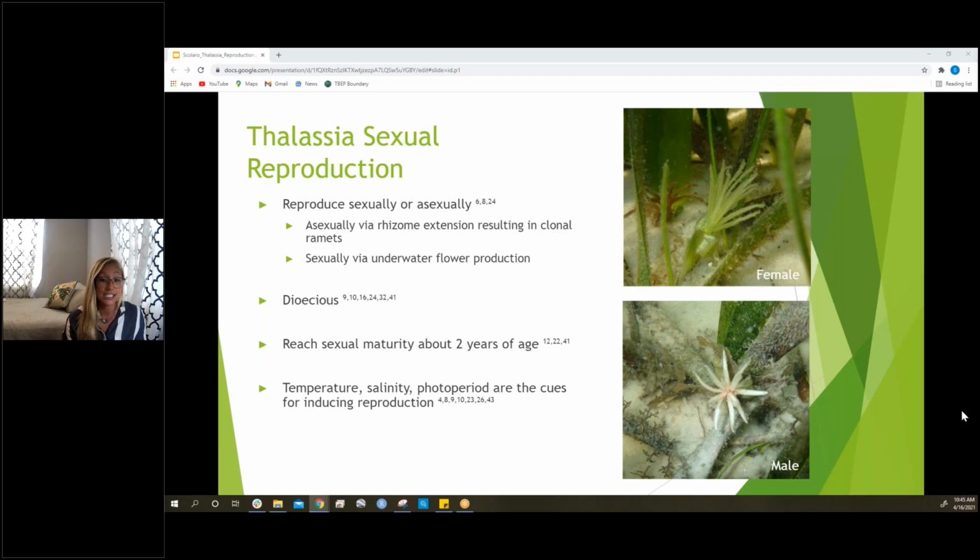It is suggested that plants reach sexual maturity at about 2 years of age, or after they produce about 20 to 25 leaves. So the productivity of the plants themselves can help to increase their maturity. Temperature, salinity, and photo period have all been proposed as potential cues for inducing sexual reproduction, but as of now, we haven't really come to a complete consensus yet.